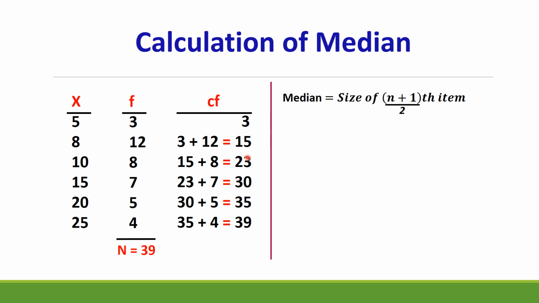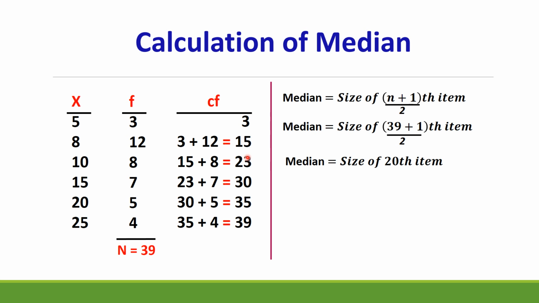Median is equal to size of (n plus 1) by 2th item. Now the values are applied in the formula. 39 is the n. So size of (39 plus 1) by 2th item. And so median is the size of 20th item.